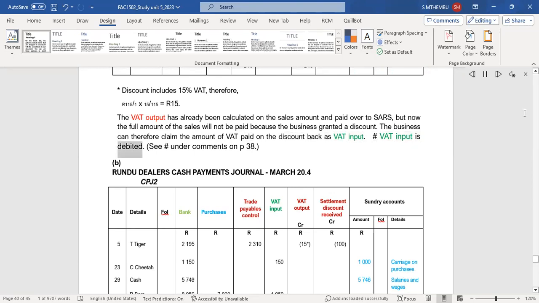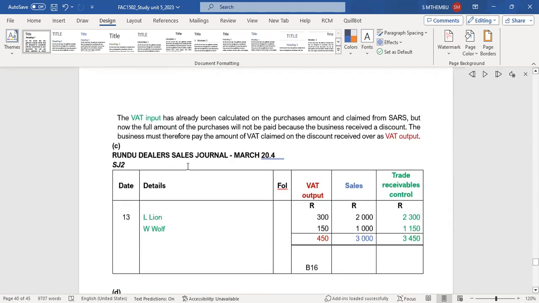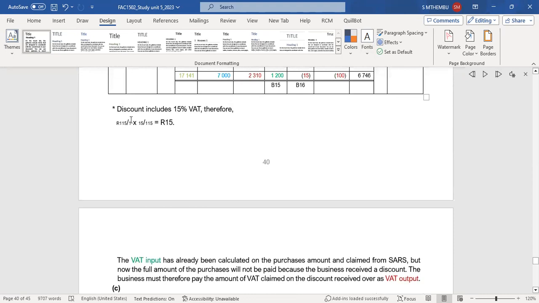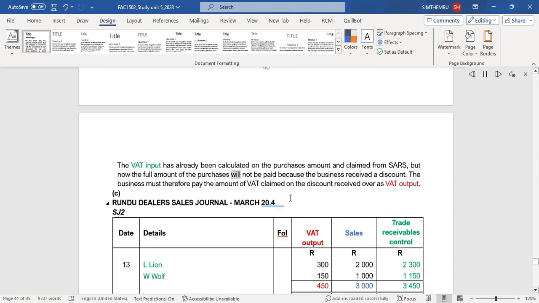VAT input is debited. The VAT input has already been calculated on the purchases amount and claimed from SARS, but now the full amount of the purchases will not be paid because the business received a discount. The business must therefore pay the amount of VAT claimed on the discount received over as VAT output.